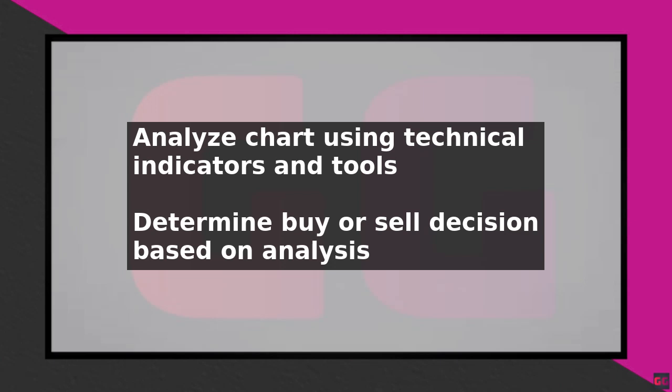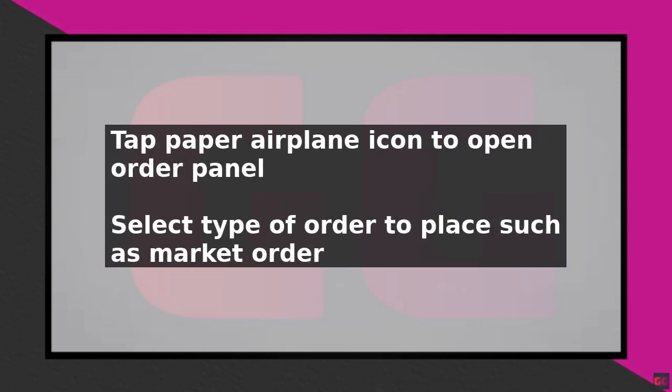In the order panel, select the type of order you want to place, such as a market order or a limit order. A market order will execute the trade at the current market price, while a limit order will execute the trade at a specific price that you set.